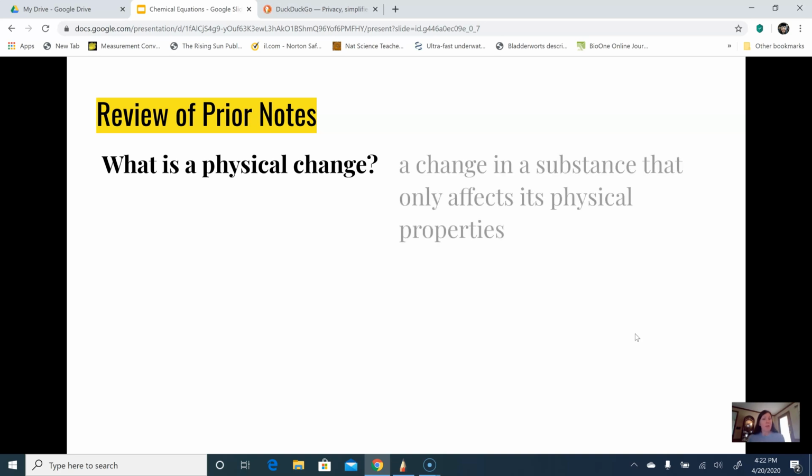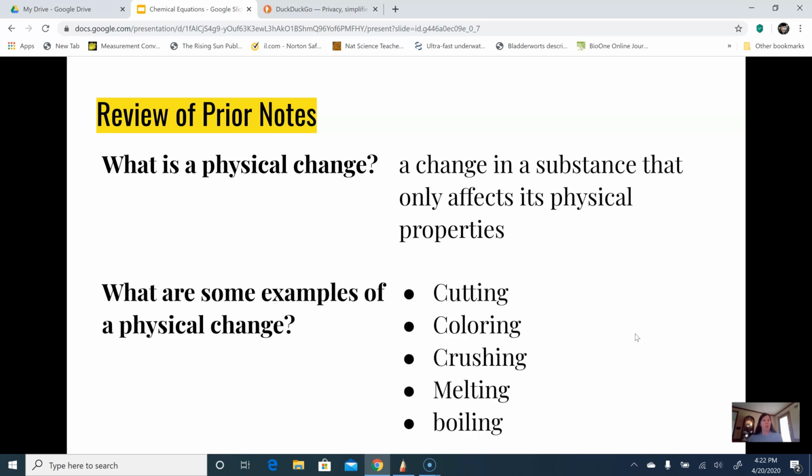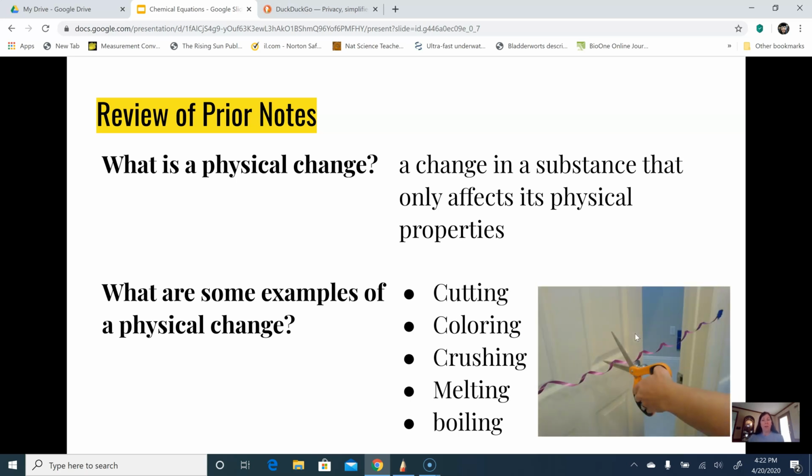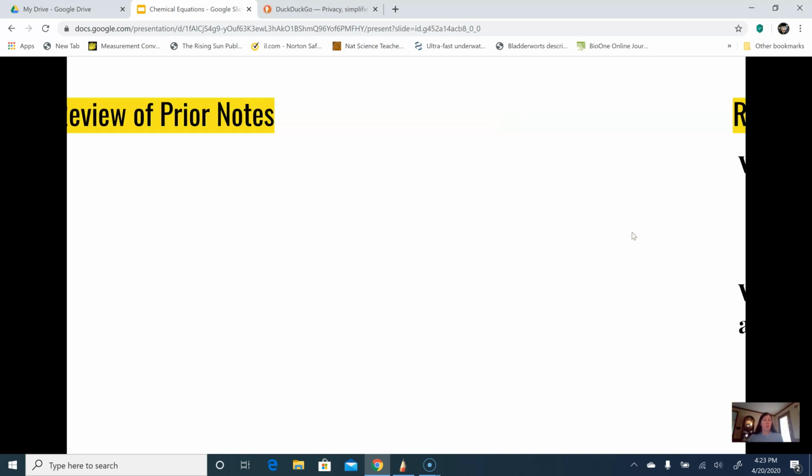So when we looked at physical changes, some of the things we talked about were things like cutting, coloring, crushing. In the picture on the slide, you have someone cutting a pink ribbon. And when you cut that ribbon, the ribbon is still ribbon even though it's a different size. So you haven't changed what the item is. It's only affected its physical properties. In this instance, with the cutting of the ribbon, the only physical property being changed is the size of the ribbon, but it is still a ribbon.